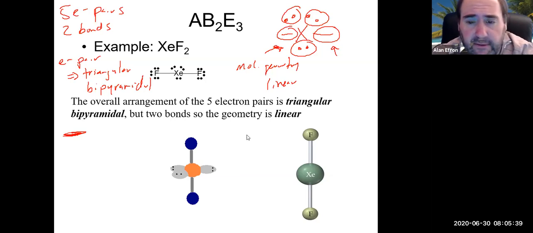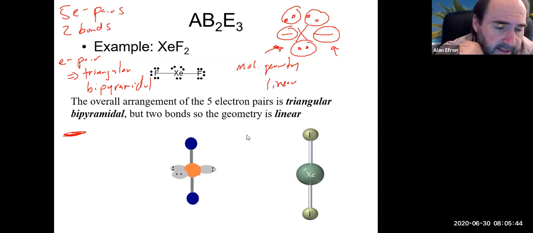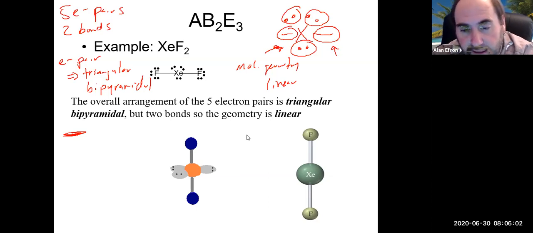The other thing we talked about is that if you drew more than one resonance structure, you can do this geometry for either one of them. In practical terms, you should end up with the same geometry regardless of which resonance structure you draw. But the main thing when you're doing geometry is just that double bonds and triple bonds count as only one effective bond and one electron pair.